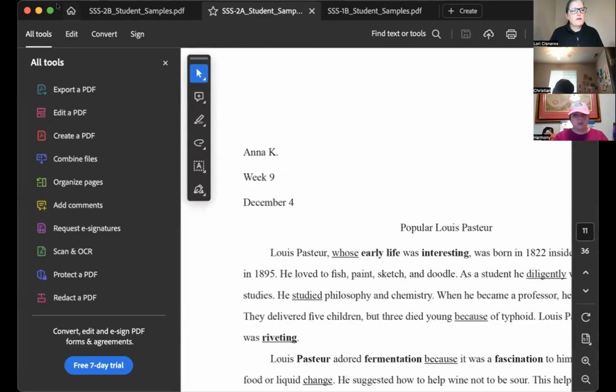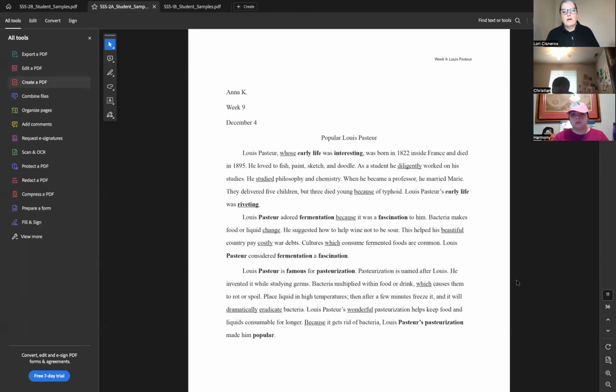Okay, so I'm going to stop that share. And now I'm going to actually share an example from the curriculum from a different student. I wanted to just show it to you so you can see how they wrote their research paper, or it's like a report really, about Louis Pasteur.